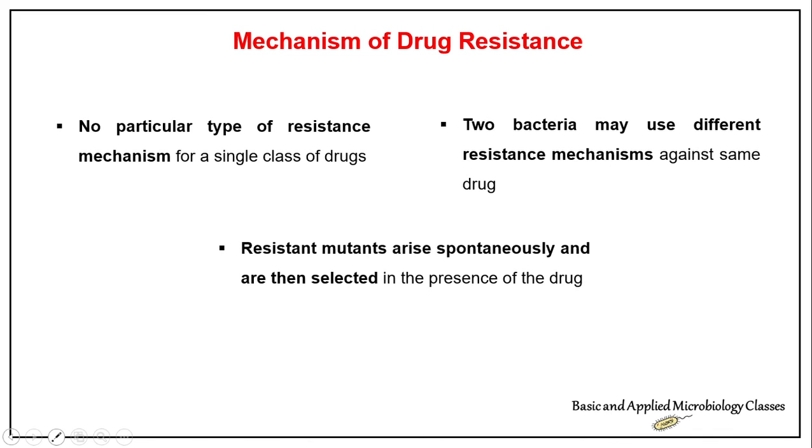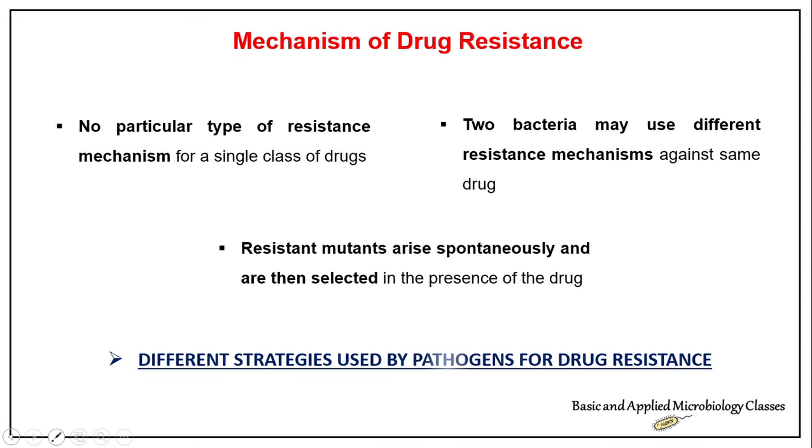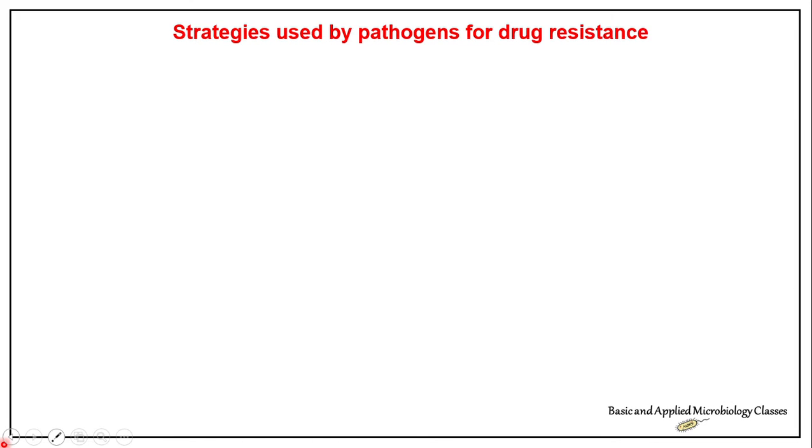And the third point you should know: sometimes when bacteria come in contact with a particular drug, resistant mutants can arise spontaneously. Mutation can occur in the genetic material of bacteria, as I discussed on the previous slide, in the bacterial chromosome, and those resistant mutants will arise spontaneously in the presence of the drug, and then they will be selected. Okay, so this is another point you should be updated with. And now we are going towards the strategies, the mechanisms, the strategies used for drug resistance by different pathogens.